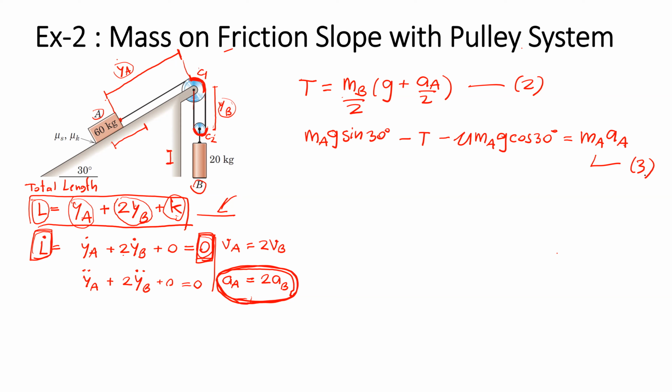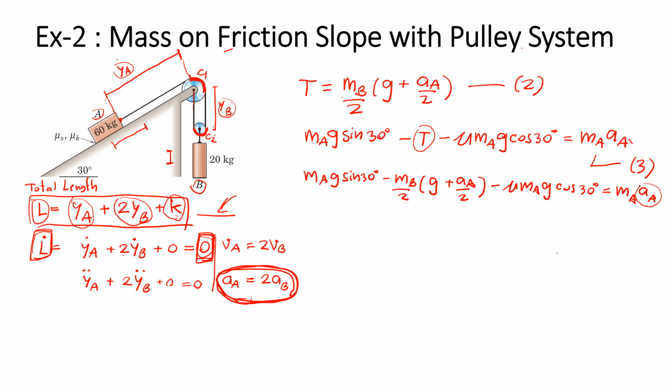To solve these two equations is not difficult, right? You just put T into here. Okay, we have MA G sin 30 degree, subtract by MB per 2 and G plus AA per 2, and minus mu MA G cosine 30 degree, equal to MA and acceleration A. And we need to solve for A.